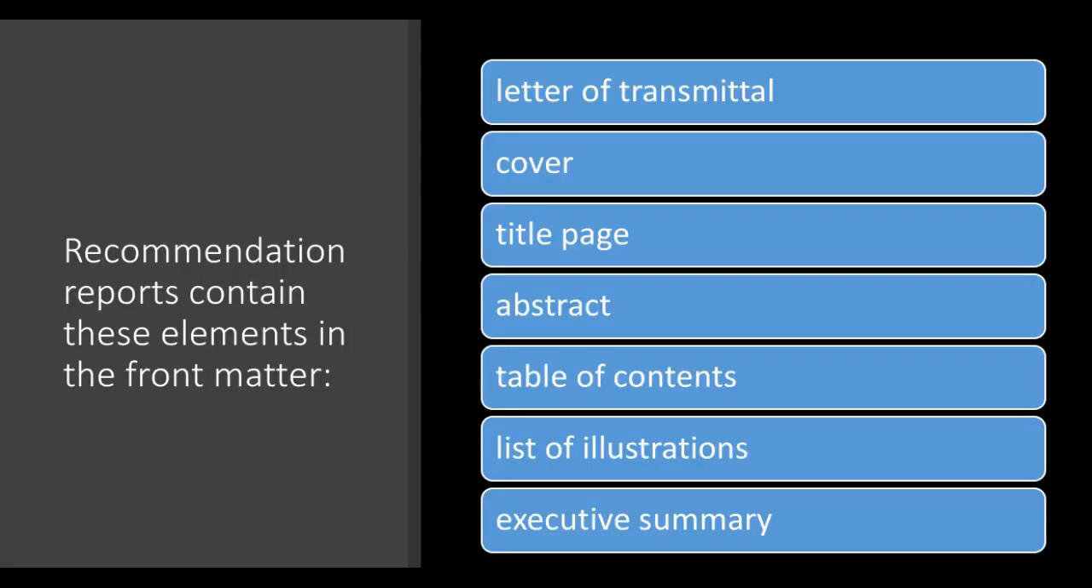So some of the front matter that comes before your introduction. The letter of transmittal, that's if you're sending it out of the company, a cover page, a title page, an abstract. The abstract is going to be, this report examines the best way, or our best options for moving forward on replacing or repairing our copy machine. You want a table of contents, a list of illustrations if you have them, and your executive summary. Okay, so those are the elements in your front matter.